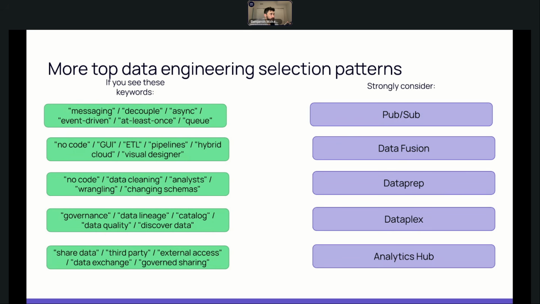Dataplex should be considered when governance is mentioned, data lineage is mentioned, a data catalog is mentioned, data quality is mentioned, or discovering data is mentioned. Dataplex is actually basically swallowing up and replacing Data Catalog. So if you notice, there's some overlap between what Data Catalog historically has done and what Dataplex can do. And then we've got Analytics Hub. Analytics Hub is a way to share data, especially with third parties, giving them external access, and governing that sharing. So, if you see those terms mentioned, then you should consider Analytics Hub.